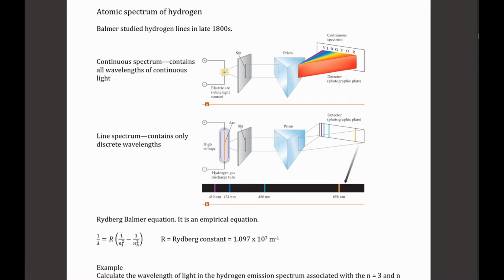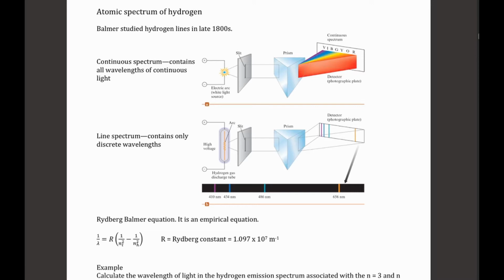Going to the diagram that doesn't have the rainbow effect, the one just below it, we see what we call a line spectrum. It contains only discrete wavelengths. So in that diagram where we see high voltage, what we have is a container of pure hydrogen. It's kind of like a fluorescent light bulb, and we plug it in. So we supply high voltage to the light bulb of hydrogen. And we then take that light that is given off.